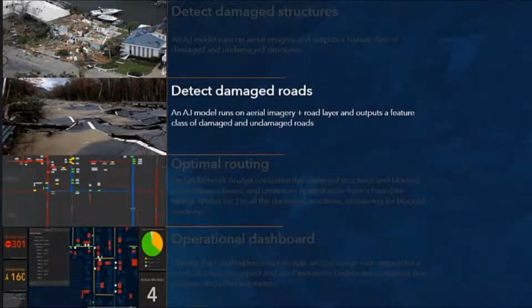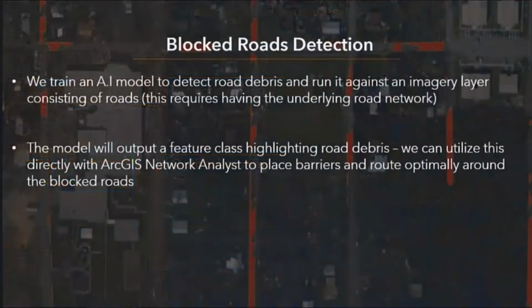So the second model that we've built is for detecting damaged roads. It's not enough for us to know which buildings are damaged. We also want to know the best way to route first responders to regions where people may need help. And that's where the second model comes in, because we want to know if there's any debris on the road, if roads have cracked, or if roads are completely washed away, and so on.